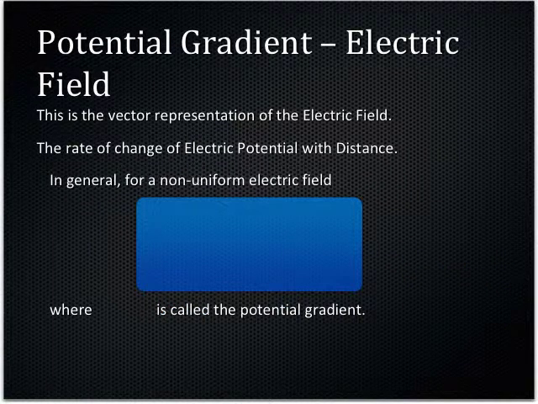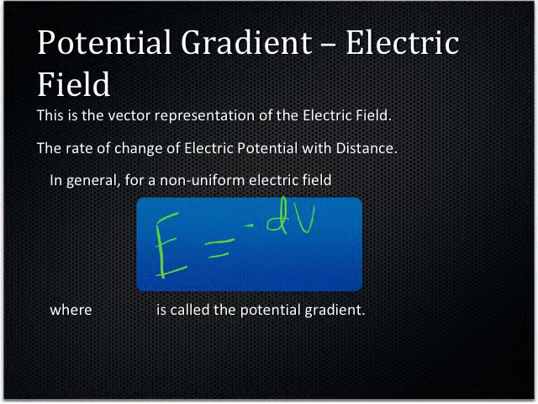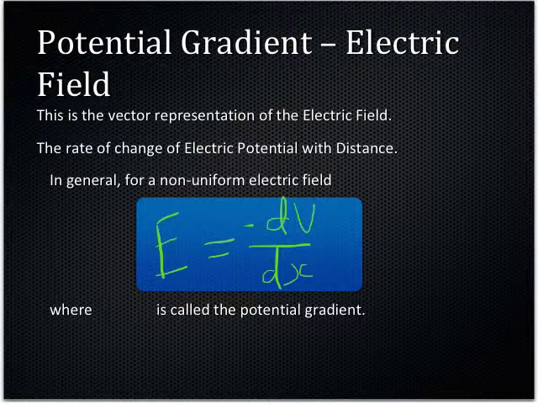Now, the rate of change in potential is essentially the electric field strength. So this is the vector representation of the electric field, and the rate of change of it is the size of it. Essentially we're saying that E equals the rate of change of the voltage with respect to the changing distance, where dV over dx is called the potential gradient.